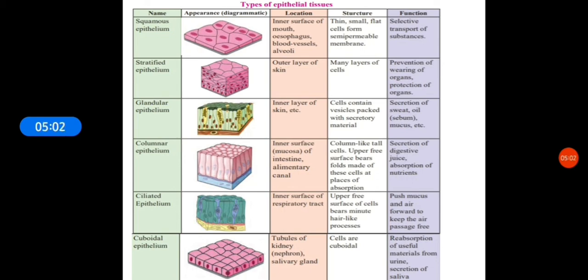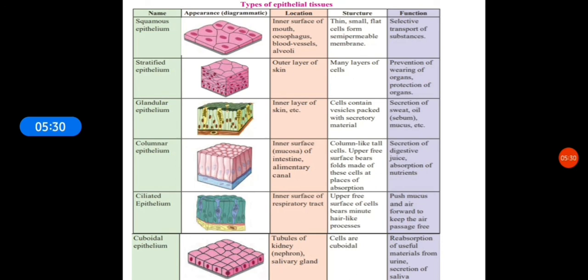Fourth type is columnar epithelium tissue. It is present in the inner surface of the intestine and alimentary canal. It is formed by cells which are column-like and tall, and the upper free surface bears folds made of these cells at the places of absorption. It performs the function of secretion of digestive juices and absorption of nutrients.